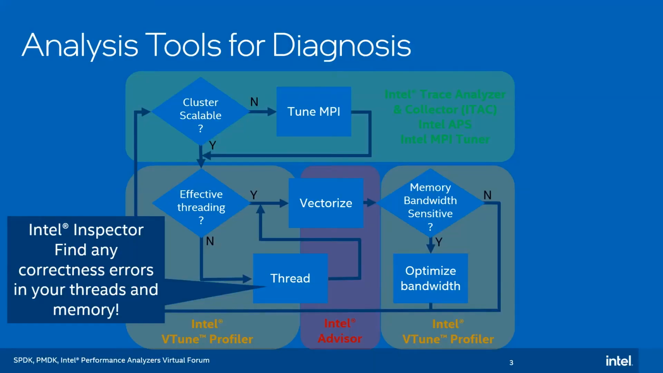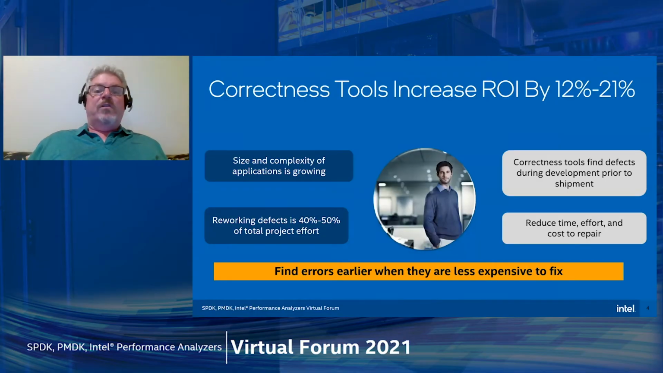Where Inspector fits in is, Inspector is not a performance optimization tool. Inspector is a correctness tool. So Inspector lets you find errors in your memory and threading issues in your program. So I mentioned the term correctness tool.